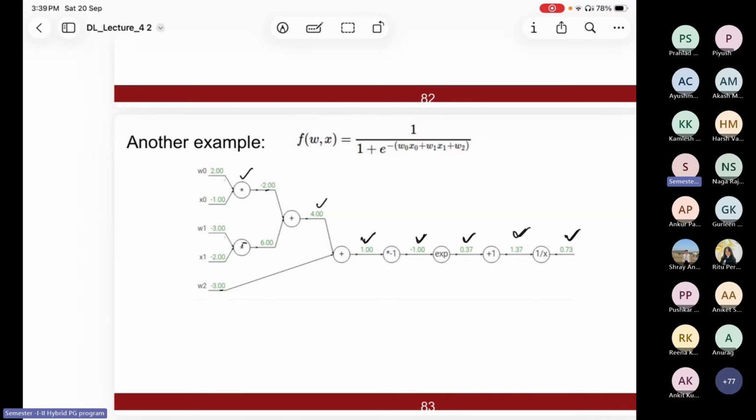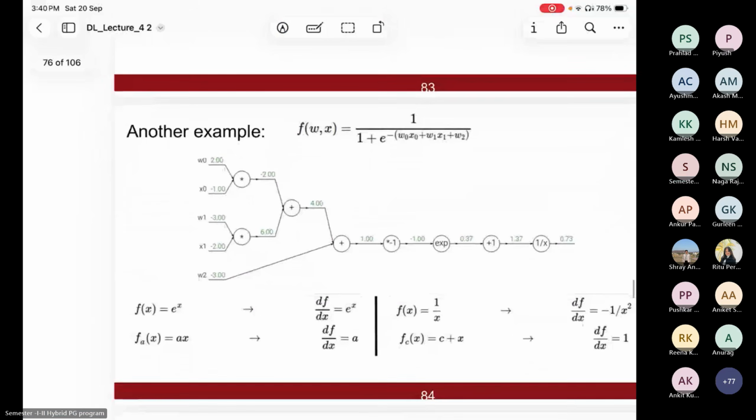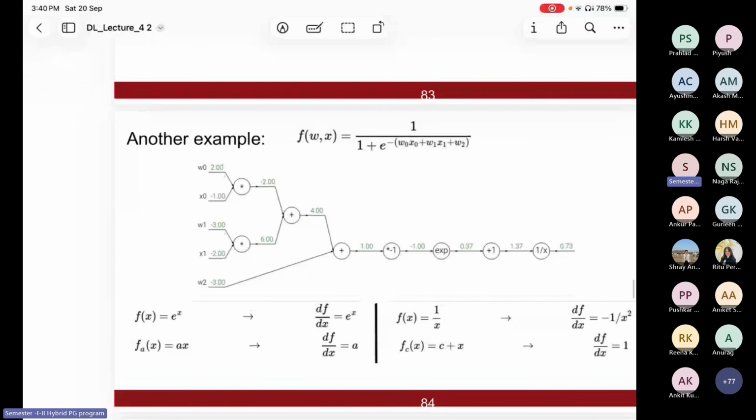Now we have to go back. How should I proceed? Again, follow the chain rule. But before following this expression, let us calculate some of the required things. Since I know that an e to power x function is there, let us compute some simple already known derivatives. If you are given the function e to power x, you know its derivative with respect to x is e to power x only.